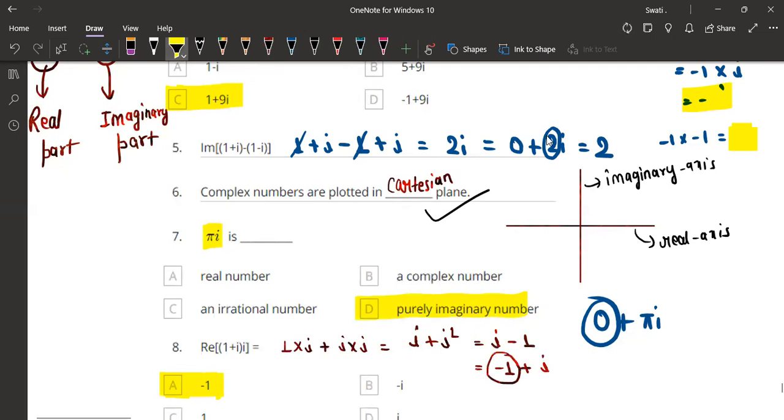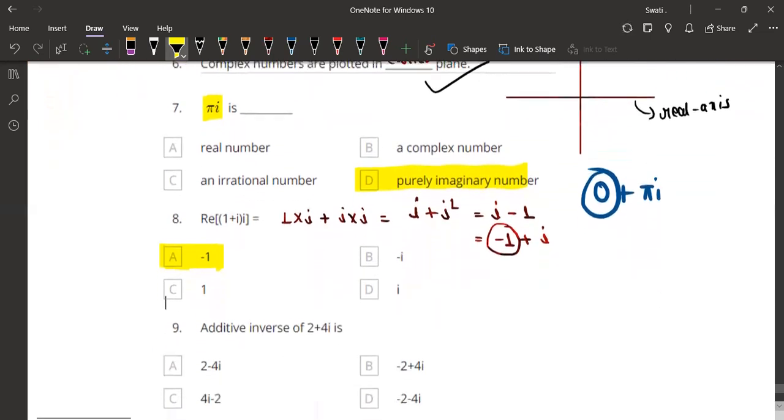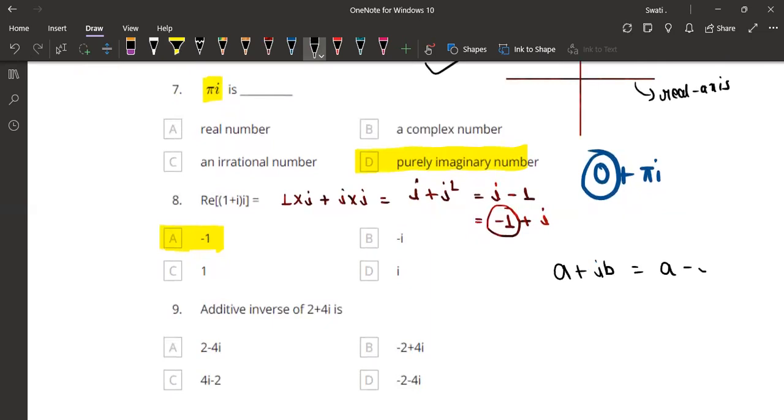All right, let's move to the next question. This was our 8th question. Now the next question is the 9th question. We need to find the additive inverse of 2 plus 4i. The additive inverse of 2 plus 4i is very simple. If you have a plus ib or bi, the additive inverse will be simply a minus ib, right?